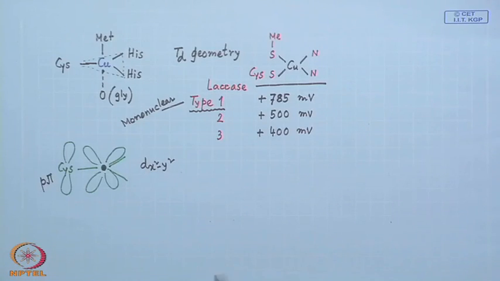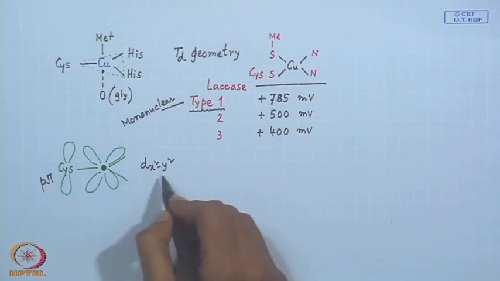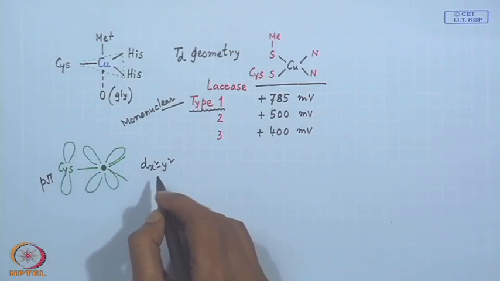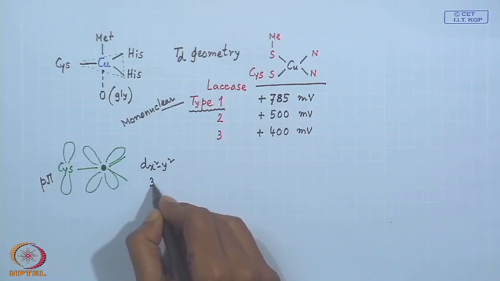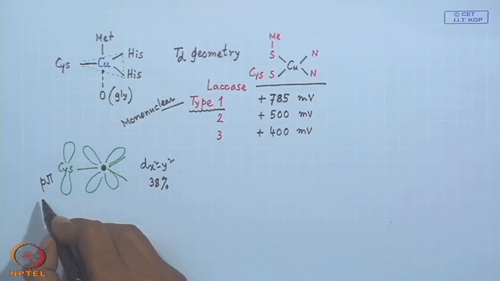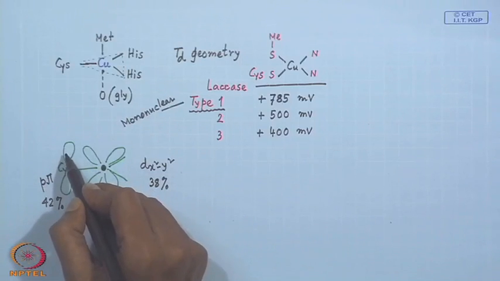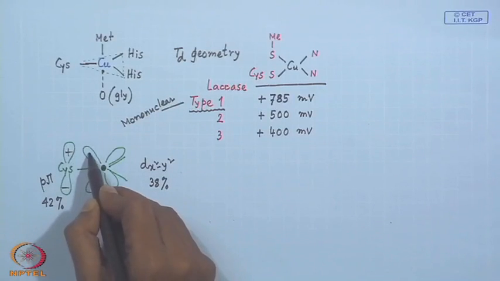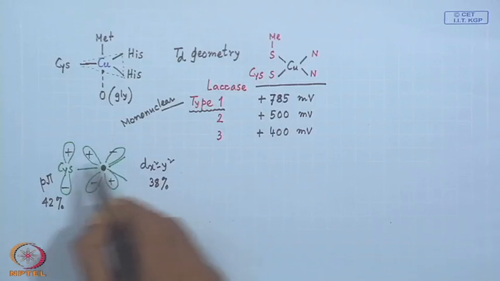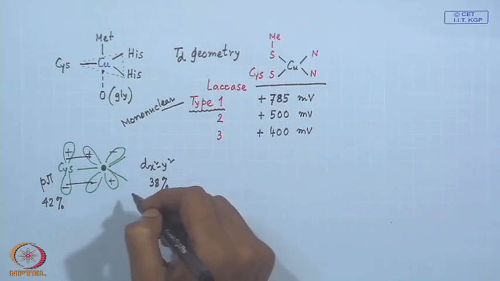square. And from the calculations and all other spectroscopic parameter comparison, we will find that because these two are very much interrelated, about 38% of this orbital is participating with that of our cysteine sulfur, which is 42%. So, if we have some strong interaction for these two groups, they are basically dominating your color and the reactivity pattern.